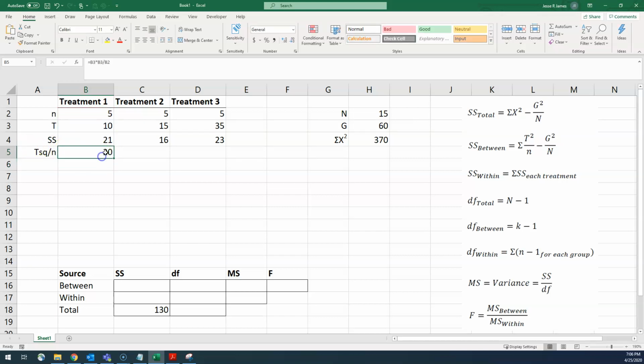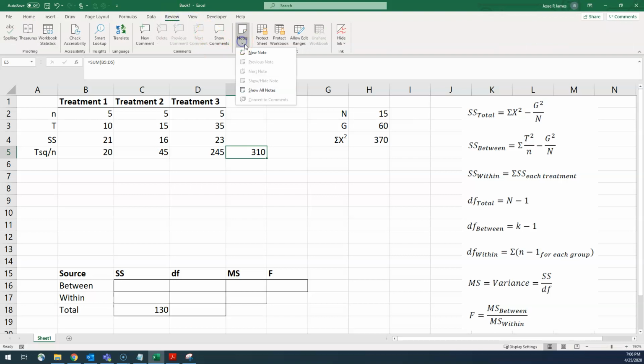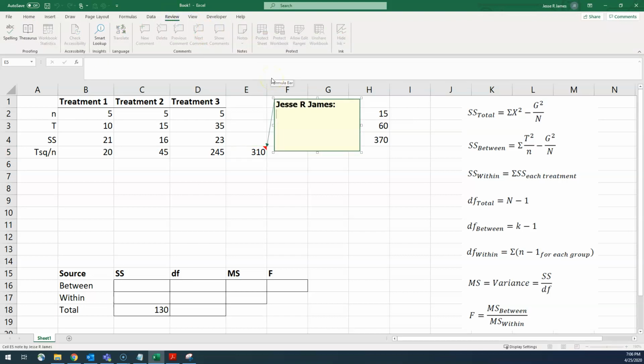Okay, so this is the first T squared divided by n, this is the second T squared divided by n, and the third squared. So once we have each of those T squareds divided by n, then we can sum them up. And I'm just going to do that over here off to the side. I'm going to do the sum of those three. And I'm just going to put a little reminder note here. In the review tab, I can put a little note that says this is the sum of each T squared divided by n.